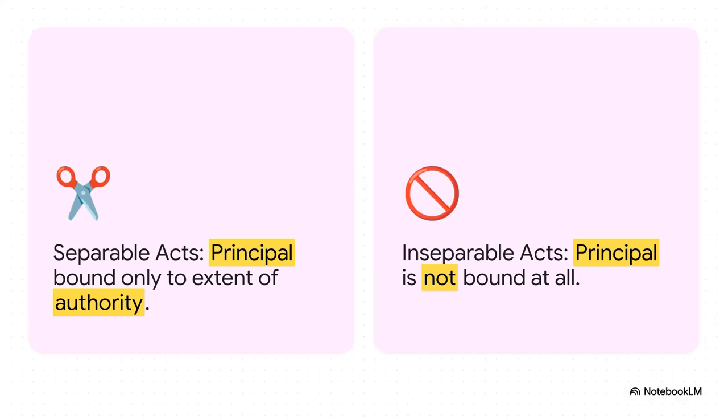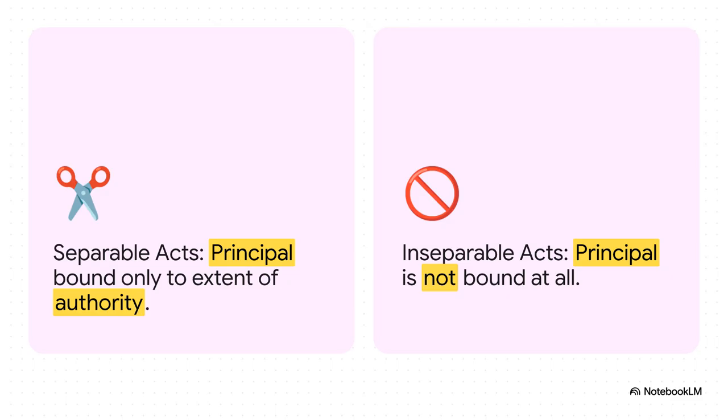Now, what if the agent actually exceeds their authority? Compare these two scenarios under Sections 227 and 228. Separable acts, principal bound only to the extent of authority, versus inseparable acts, principal not bound at all. Explicitly compare these two on your paper.